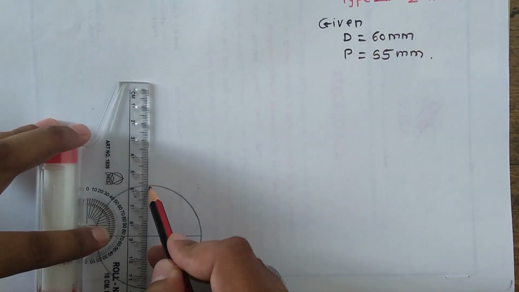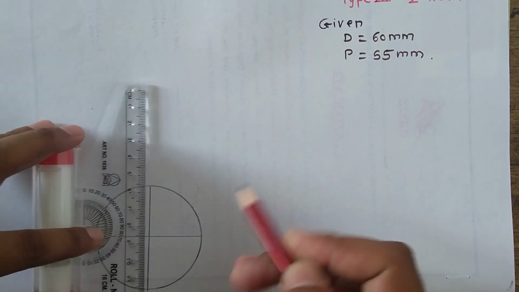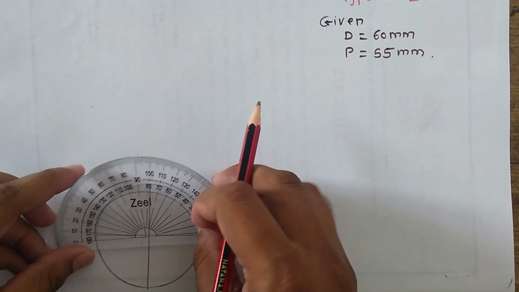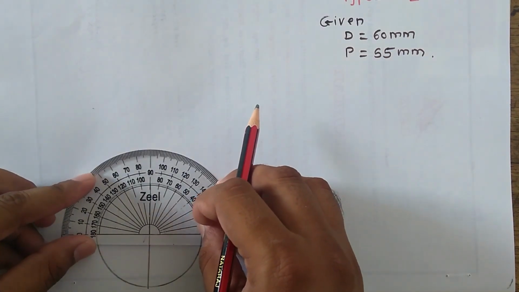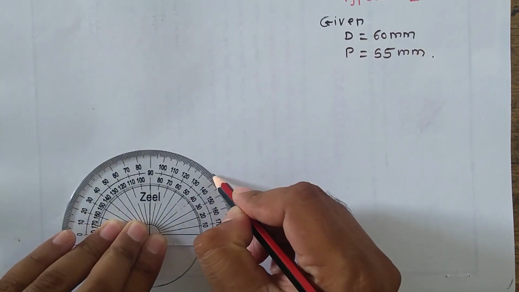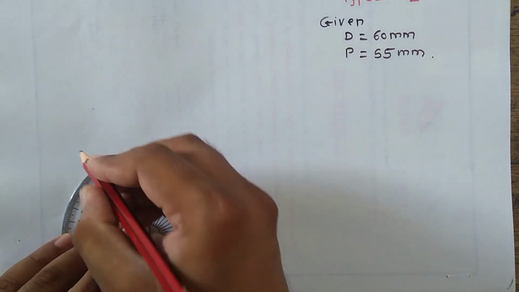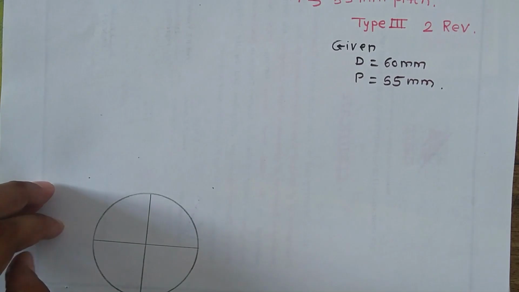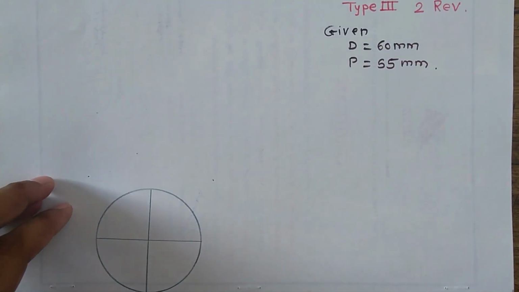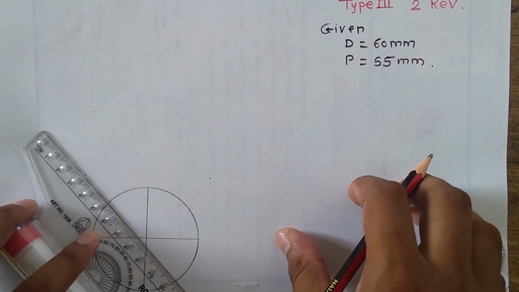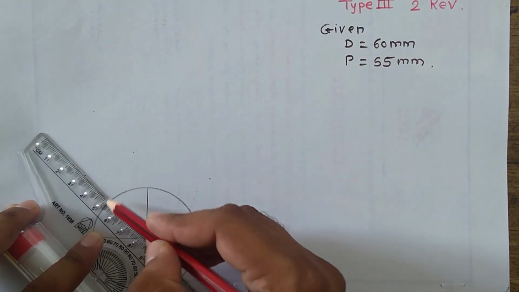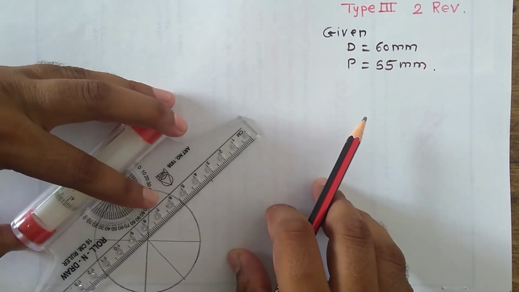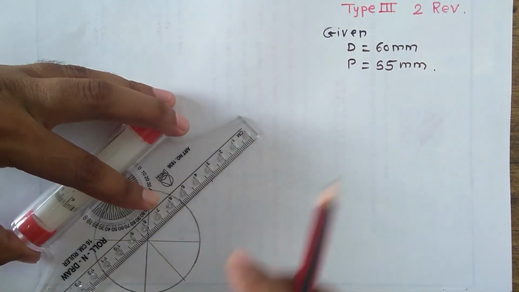Now this circle is divided into 4 equal parts. Now the sectors I will divide or bisect with the help of a protractor. So right side 45, left side 45. I will take that and I will join the center point with these points. Okay, so as per procedure I will join it.